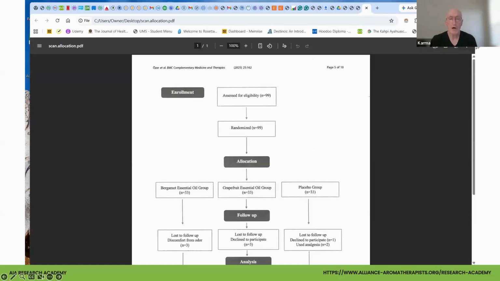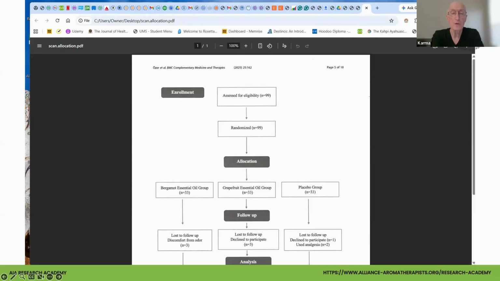Here's an example of the flow chart. This is from an actual article. So he says enrollment, assess for eligibility. So they took 99 people and assessed them for eligibility by some criteria. Then they randomized them. Then they allocated those clients to either bergamot.